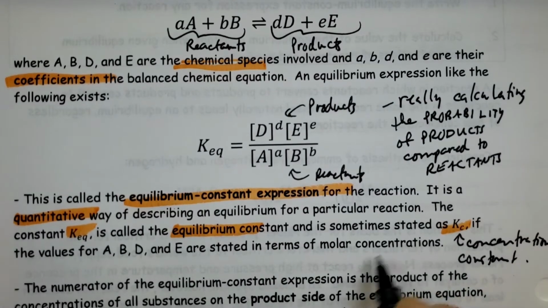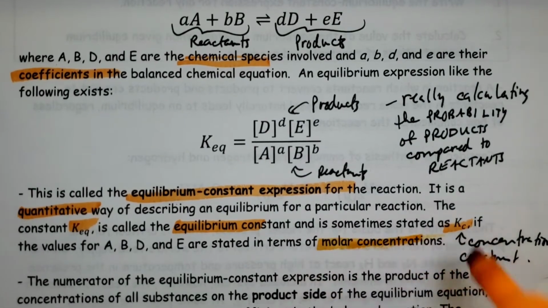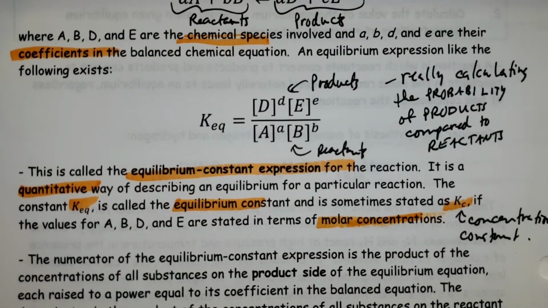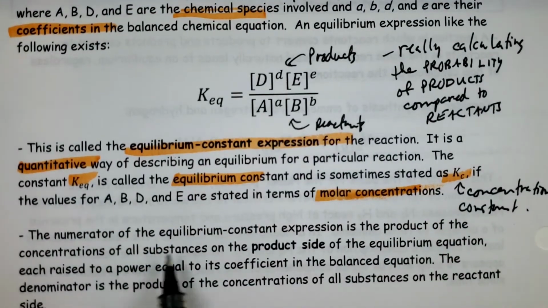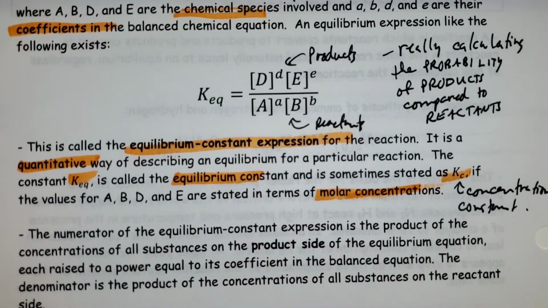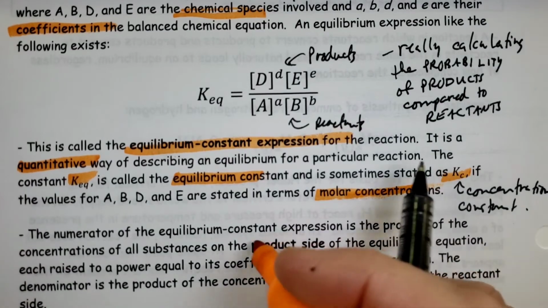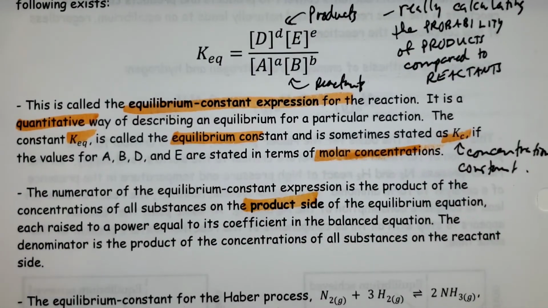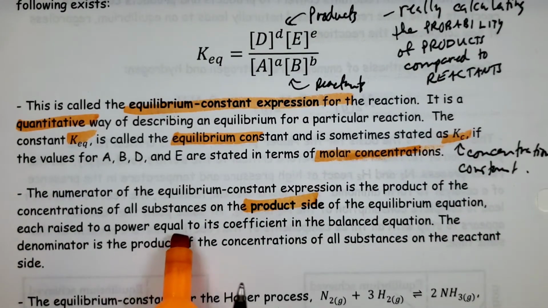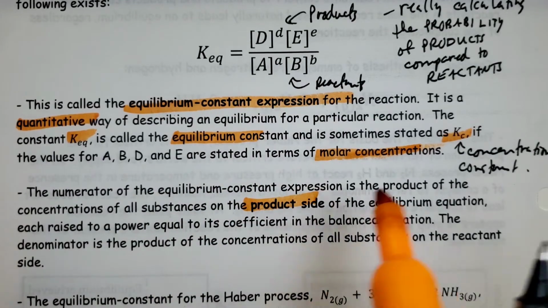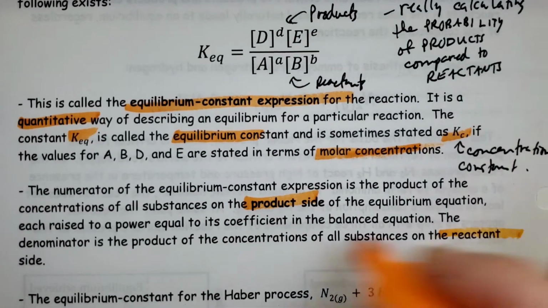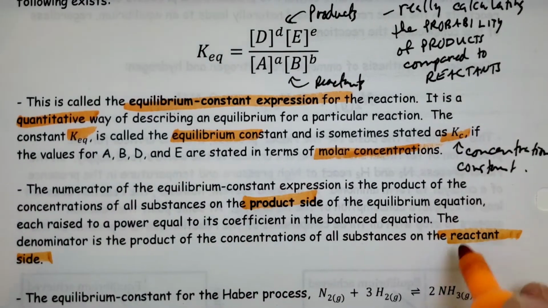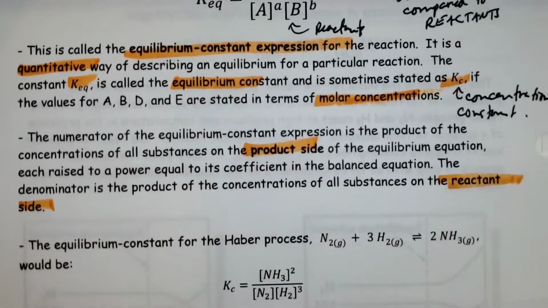Concentration constant, if we have things in terms of molar concentrations, which we do a lot of the time. The numerator, the top of the equilibrium expression, represents the product side, each raised to a power equal to its coefficient in the balanced chemical equation. And of course the denominator represents the reactant side. I'm not sure why I didn't highlight that initially or bold it. And this is really easy.